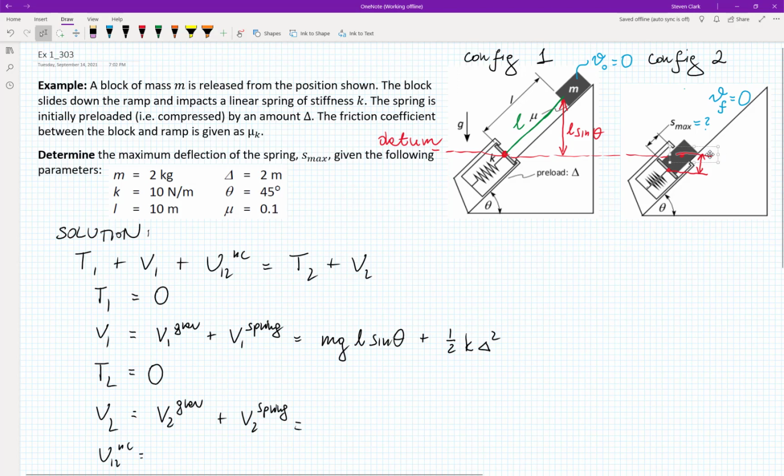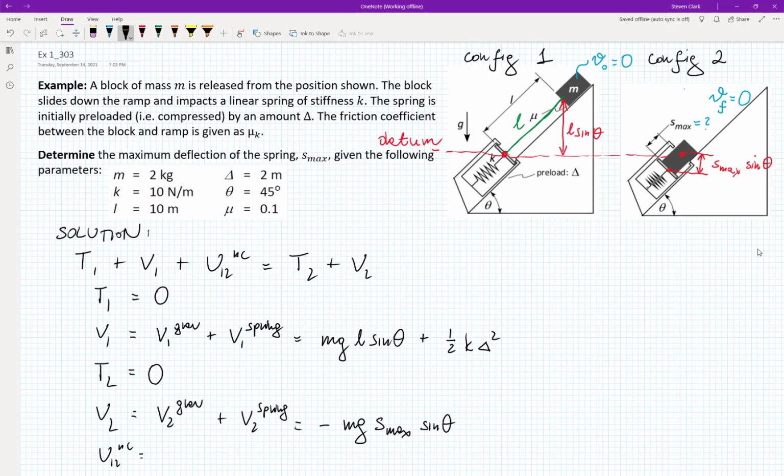I believe that, analogously to the previous one, this distance will be S max sine theta. And it will be negative, yeah, because our body is below the datum. So this will be minus mg S max sine theta.